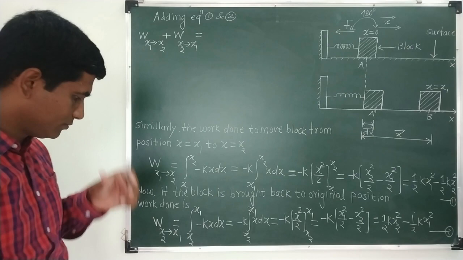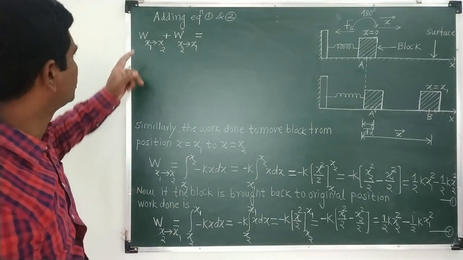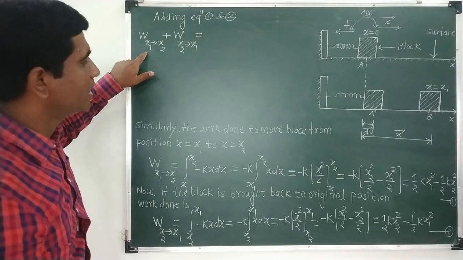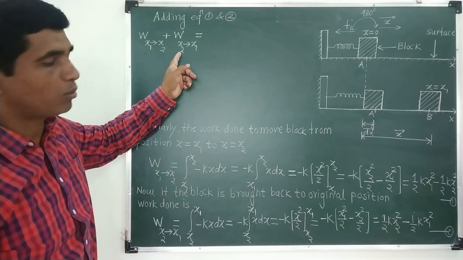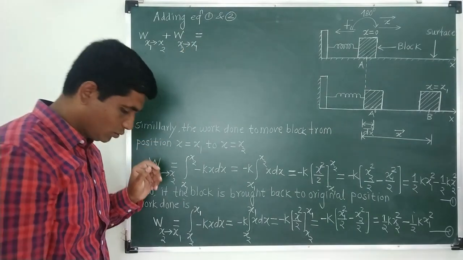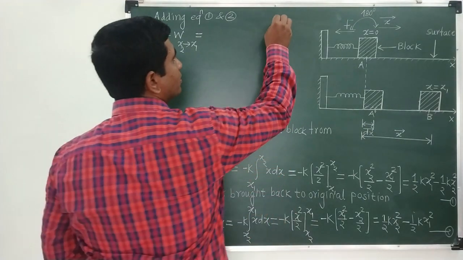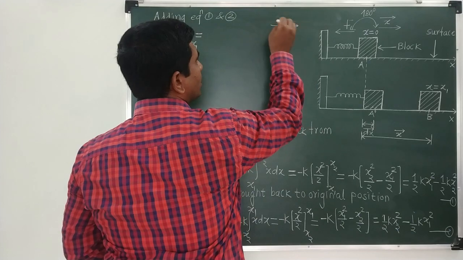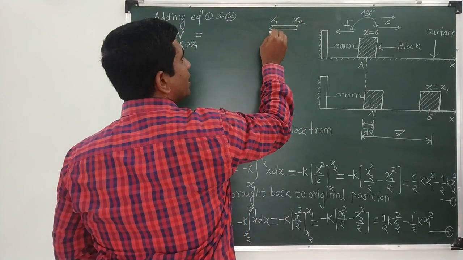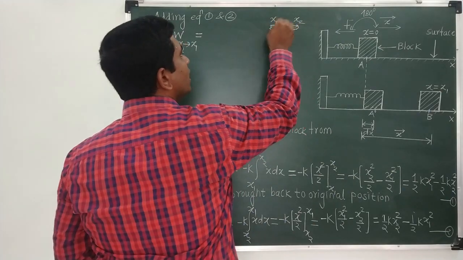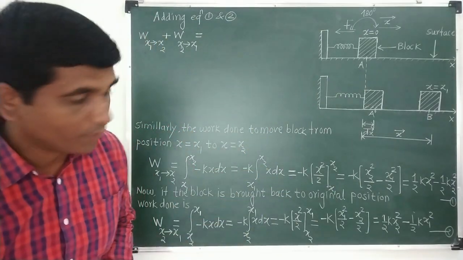Now see, w from x1 to x2 means we are moving the block from position x1 to position x2, and in the second case we are bringing the block back from x2 to x1. So we are moving from one point x1 to another point x2, and again coming back to x1. So it is the work done during a round trip.